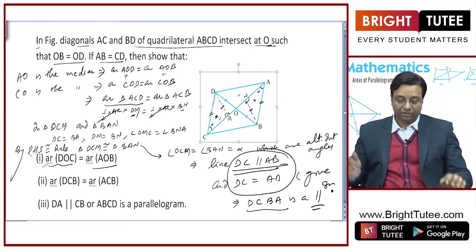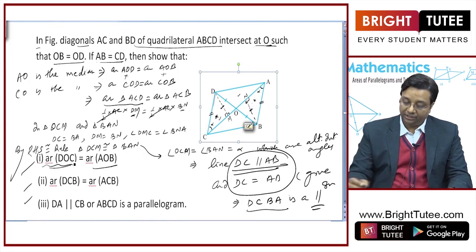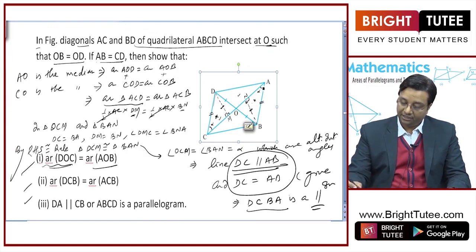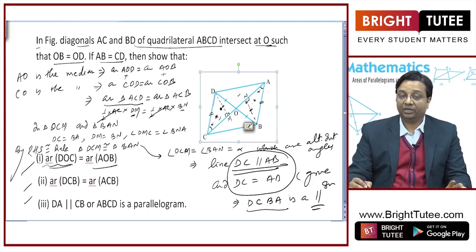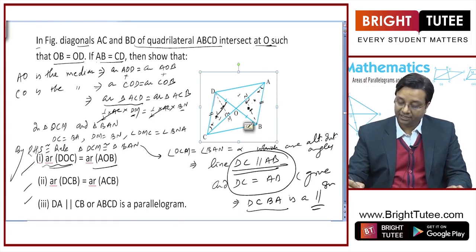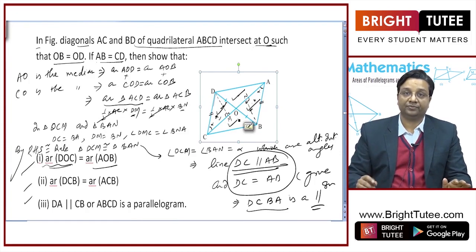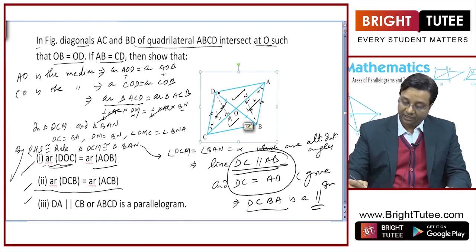Once you have reached this conclusion, now these questions are 5 seconds questions. See, area of DOC is equal to area of AOB. Yes, we know that it is a parallelogram, okay. DCBA is a parallelogram, and in a parallelogram the diagonals divide the parallelogram into 4 equal areas. So we can say this area is equal to this area. We can also say that this is equal to this and this also. We have just proved it above. How will you prove the second part? DCB and ACB.